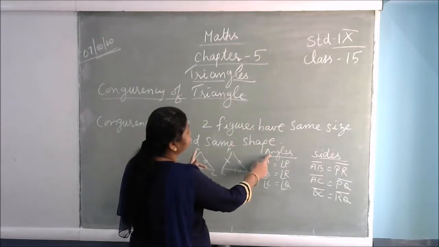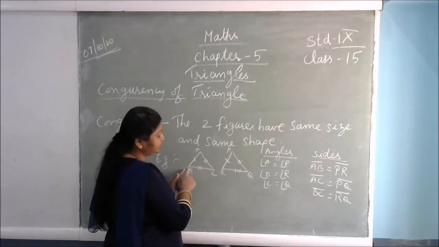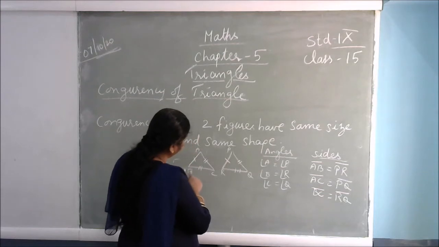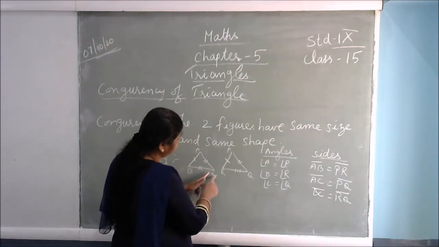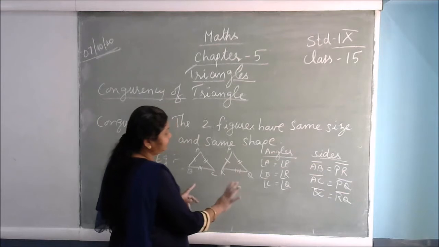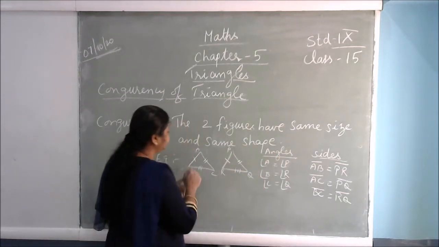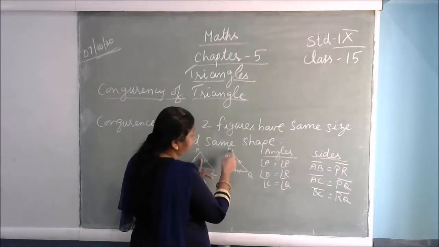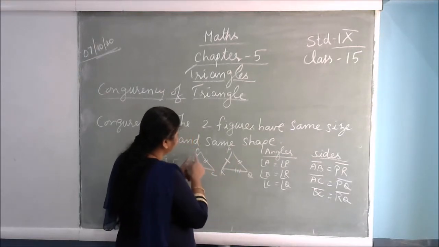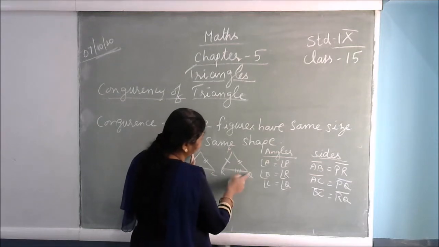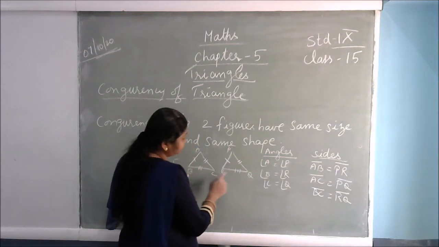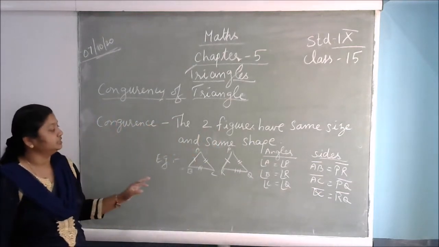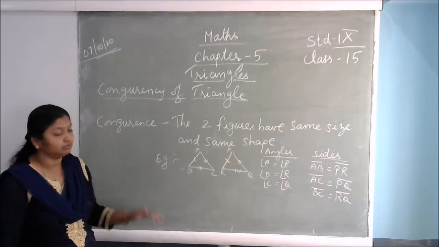In the triangle you can see three angles are there, isn't it? So angle A is equal to angle P, angle B is equal to angle R, and angle C is equal to angle Q. The same way in sides, side AB is equal to side PR. Next one, side AC is equal to side PQ, and next one, side BC is equal to side RQ. This is called the congruency. All the sides and all the angles will be equal.